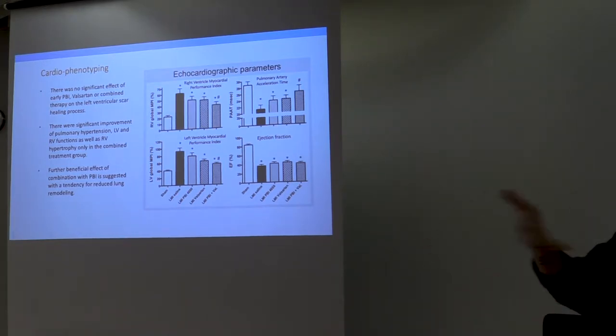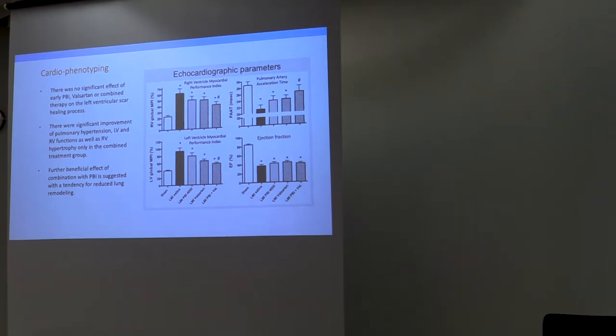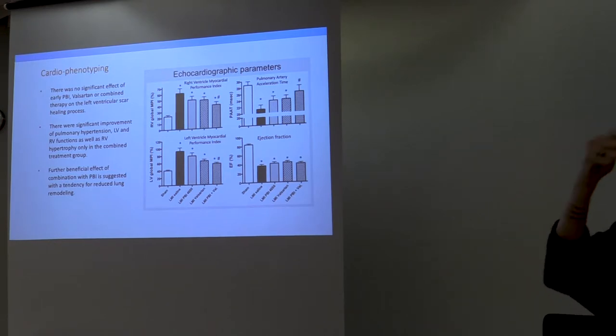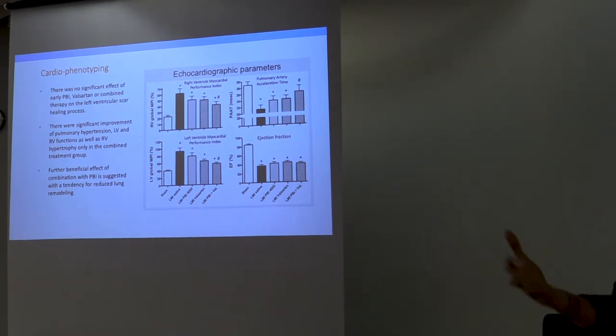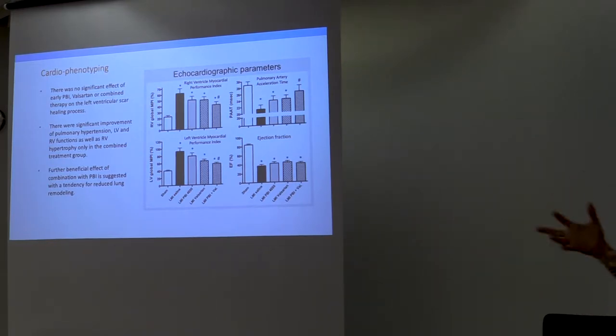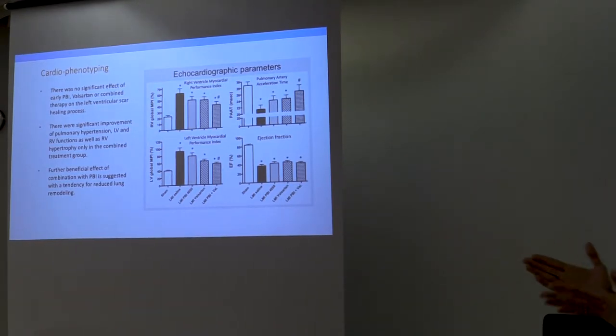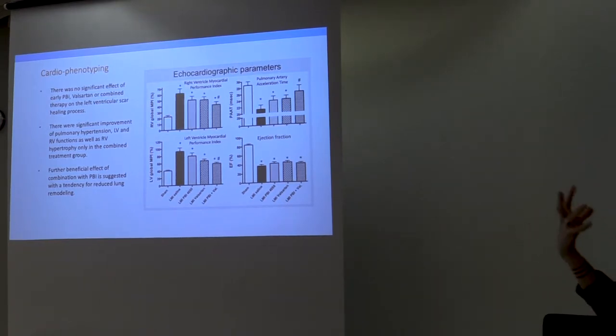Let's verify that. We have the rat, we have the phenotype, the cardiophenotyping. First of all, there was no significant effect of PBI, valsartan, or combined therapy on the left ventricular scar. That's important because they could measure the actual strength of the myocardial infarction, and none of the treatments showed differences in terms of that. However, there was significant improvement in pulmonary hypertension and ventricular function, as well as right ventricular hypertrophy, but only in the combined treatment group, which corroborates absolutely with what we've seen in our analysis. So that was good news. The cardiophenotyping of the rats and the transcriptomics tell us the same things.